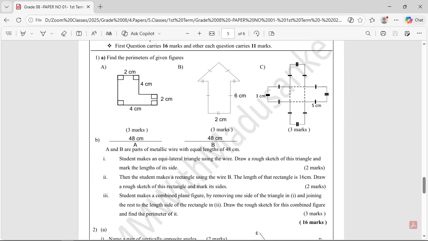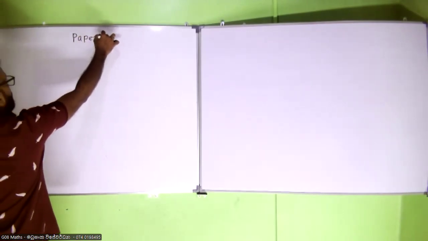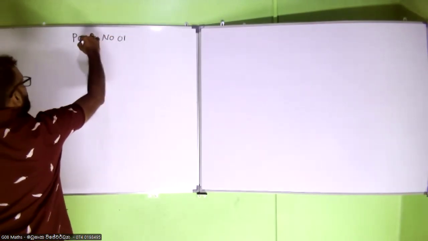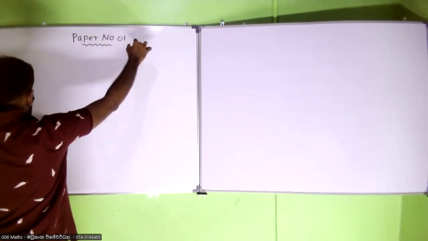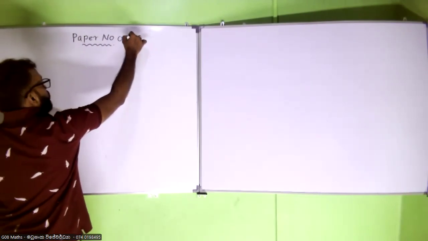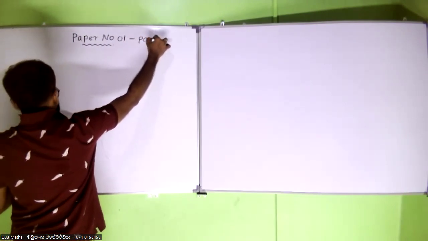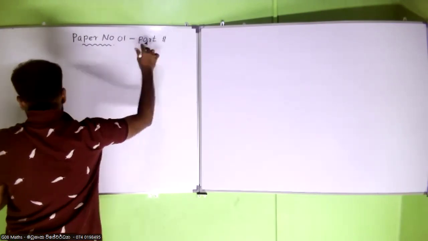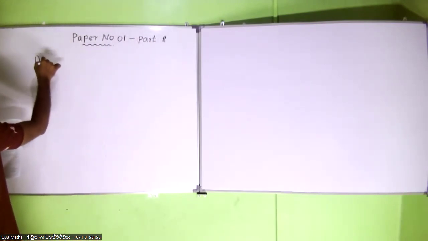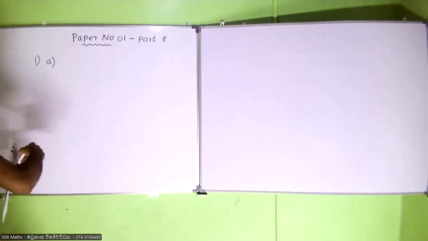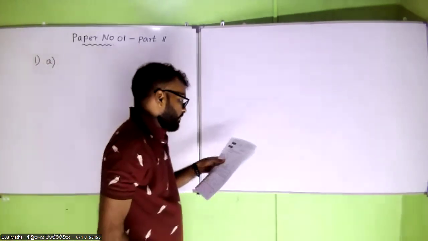Let me explain. Paper number 1, part 2. First question, part A. Find the perimeter of the given figures.